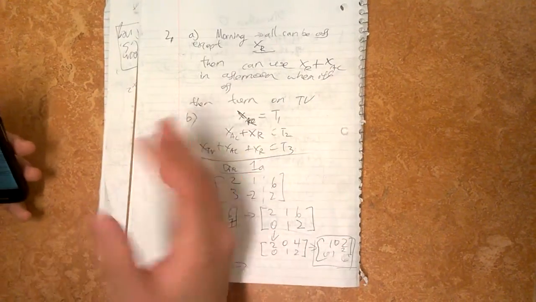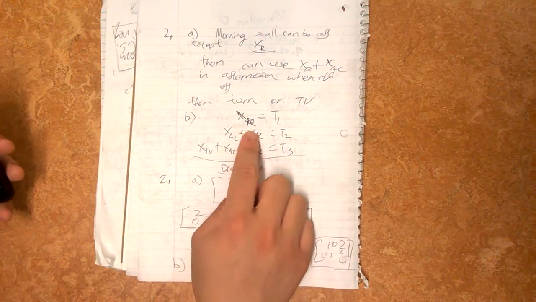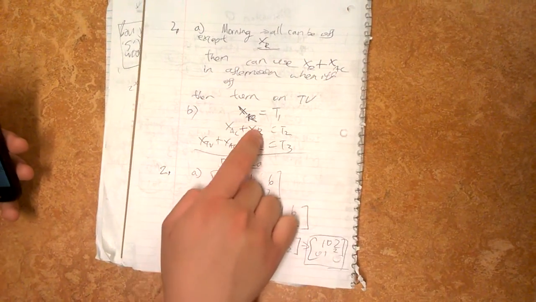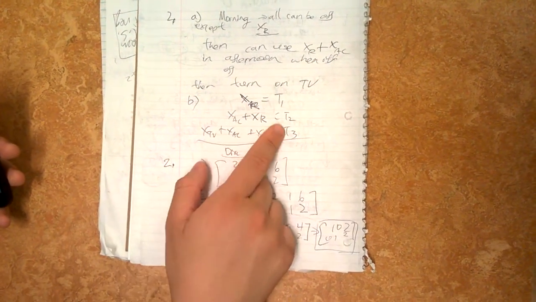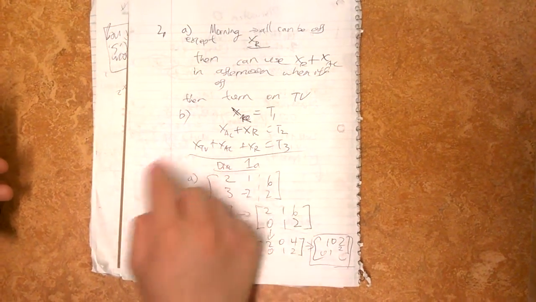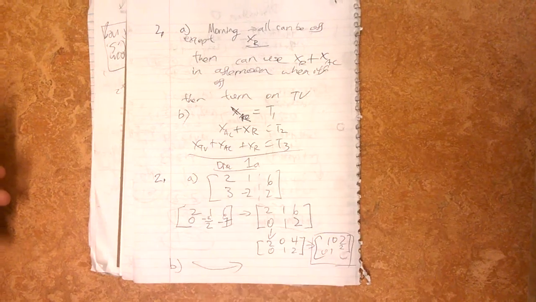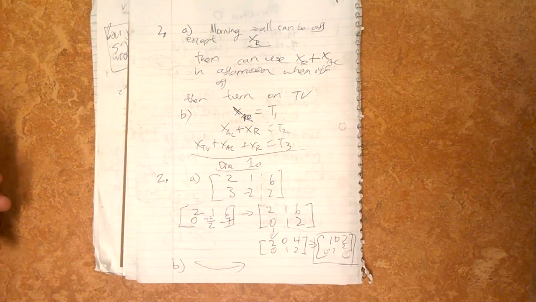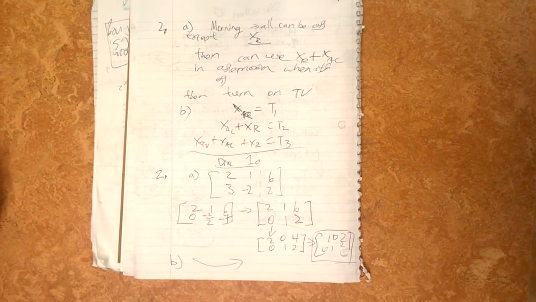So for part B, I'm just going to write that out explicitly. So T1 is our first measurement. That's just the refrigerator. T2 is our second measurement, which is the air conditioner and the refrigerator. And T3 is all of them. So we can just directly back substitute.